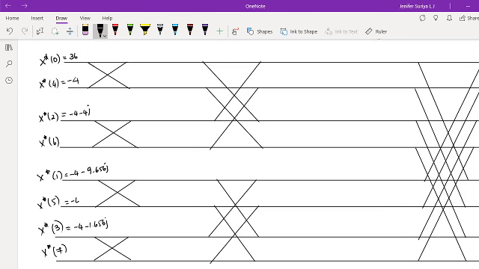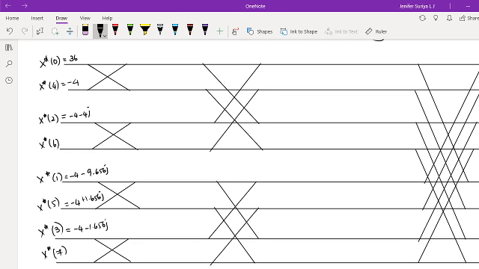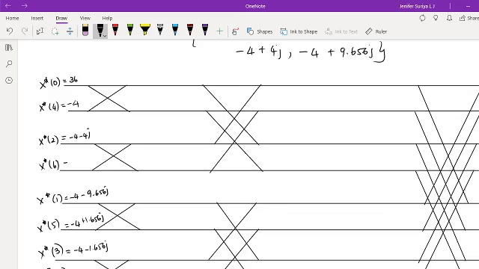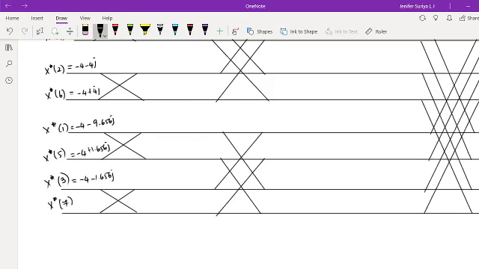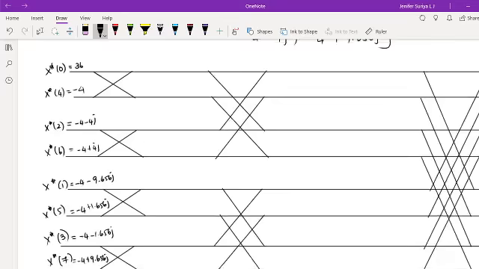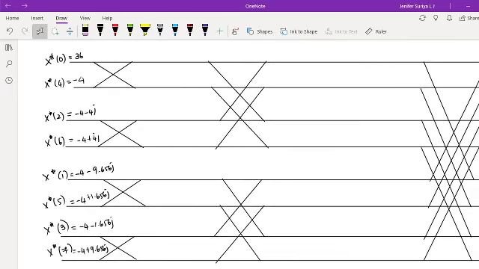So minus 4 plus 1.656j, and x star of 6 is minus 4 plus 4j, and x star of 7 is minus 4 plus 9.656j. So we have got those 8 values, and now I'm going to perform 2-point DFTs, because for the DIT algorithm, first the available inputs are divided into 2-point sequences, and from the 2-point sequences we need to calculate 2-point DFTs.